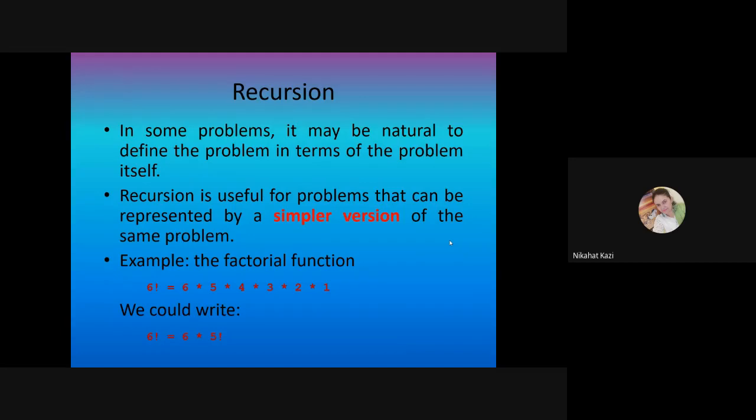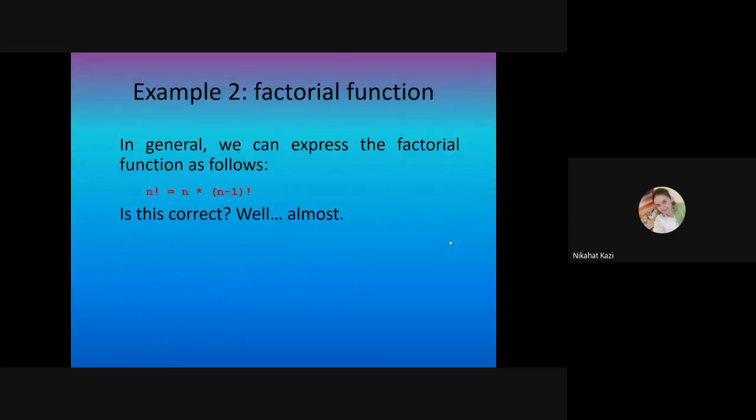The example given here is 6 factorial. Everyone knows the formula: 6 factorial is 6 into 5 into 4 into 3 into 2 into 1. But we can also write 6 factorial as 6 into 5 factorial, right? So in general, we can express the factorial function as n factorial is n into n minus 1 factorial. Everyone knows this.